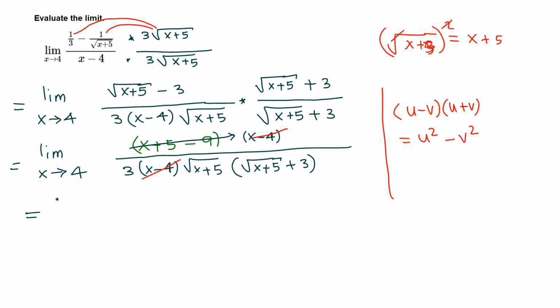Then what do we have to do? Simply plug in x equals 4, because we have nothing left on the top, just 1, and we are not going to get 0 over 0. Unless we get 0 over 0, we are good. So 1 over 3 times root of (4 plus 5), which is root 9, which is 3, so 3 times 3. And on the other factor, root of (4 plus 5) is root 9, which is 3, plus 3 is 6. So 3 times 3 times 6: 9 times 6 is 54. So the answer is 1 over 54, final.